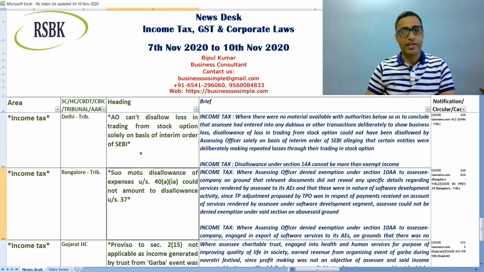Next case, Delhi Tribunal: the assessing officer can't disallow loss in trading from stock options solely on the basis of the interim order of SEBI.